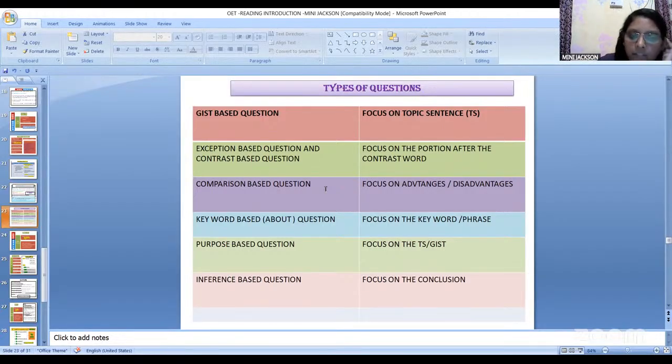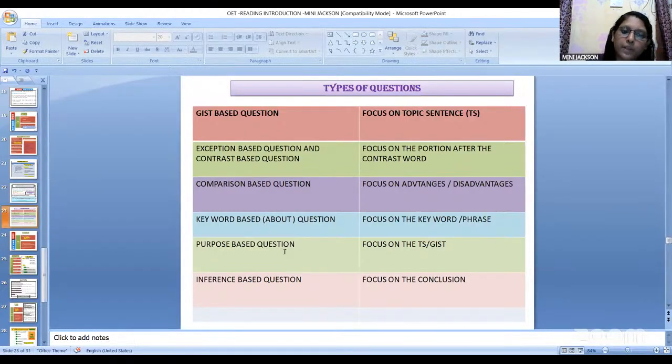Then keyword-based question, that is the about question. Normally we call it an about question. Focus on the keyword or phrase. Maybe it mentions some kind of machine, maybe a nebulizer, where the name of the nebulizer is given. So you have to focus. Maybe an organization name is given. So you have to go there and search for your answers.